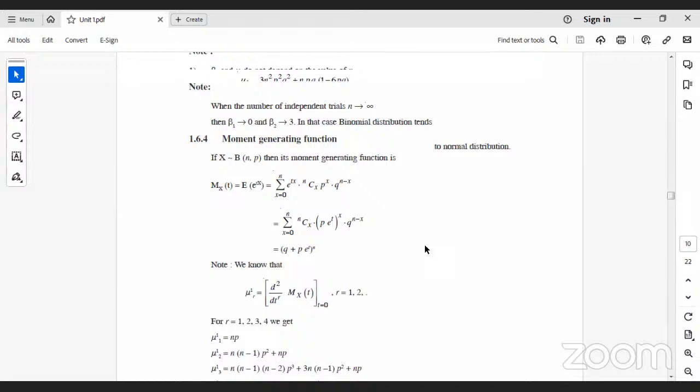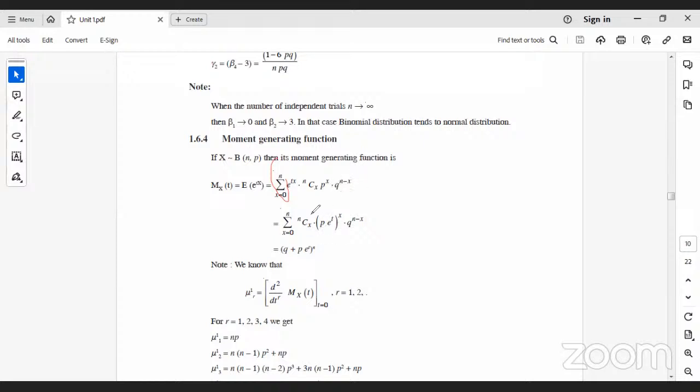Now we have to learn the moment generating function. If X follows b(n, p), then its moment generating function is Mx(t), which we take as the expectation of e power tx, that is the summation of x equal to 0 to n of e power tx, nCx, p power x, q power n minus x.